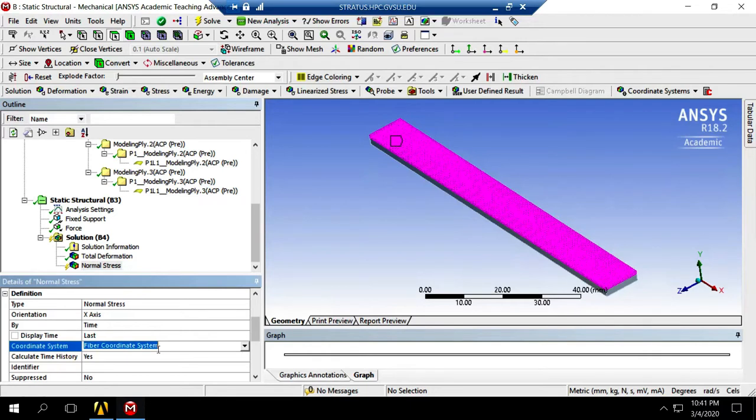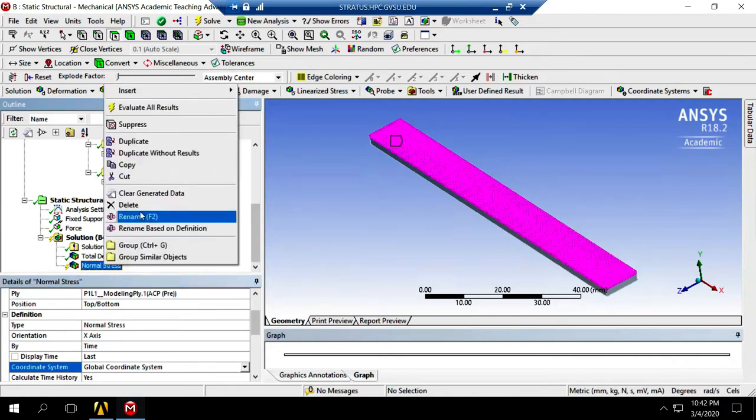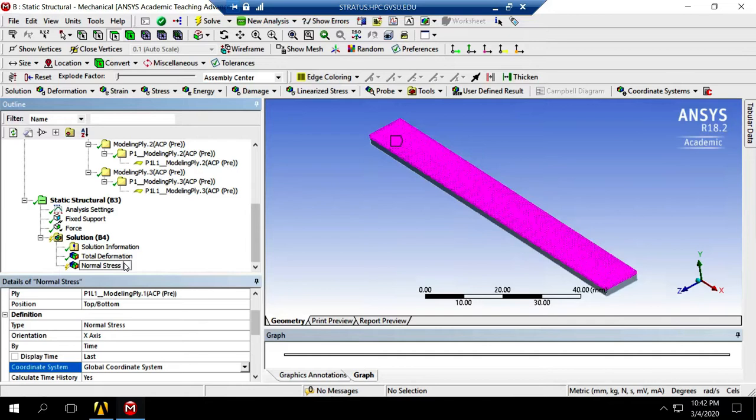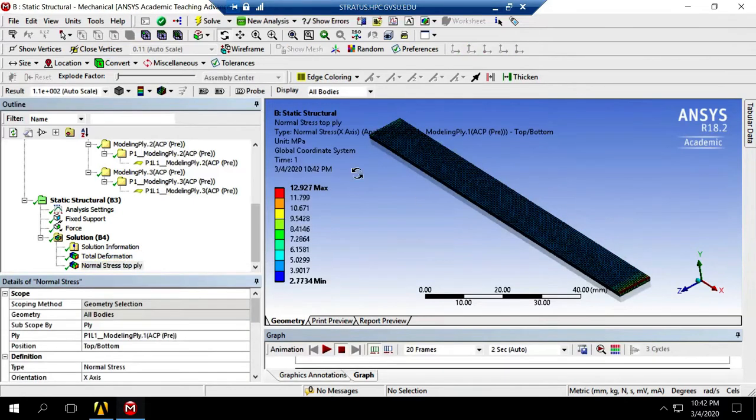X-axis in fiber coordinate system is your longitudinal direction, and then y-axis is going to be transverse direction. For now, I want to see just the normal stress in x direction based on my global coordinate system. Alright, so if you rename this normal stress in top layer, and then we evaluate the results, I'm going to see my stress in my top layer in x direction.